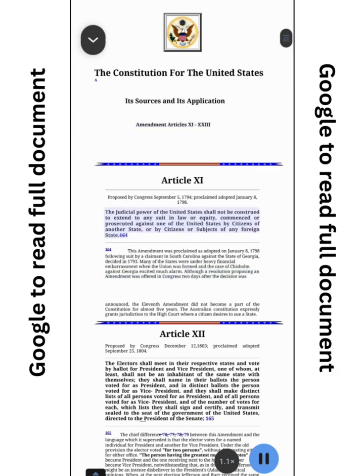Amendment Article 11, 23. The judicial power of the United States shall not be construed to extend to any suit in law or equity, commenced or prosecuted against one of the United States by citizens of another state, or by citizens or subjects of any foreign state.